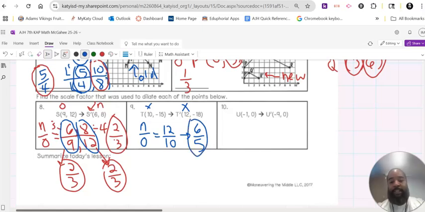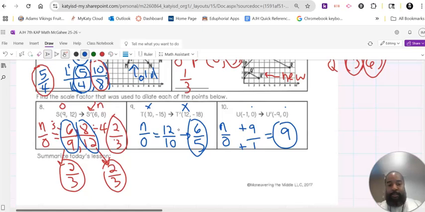If you wanted to verify, negative 18 over negative 15 would also reduce to 6 over 5. Okay, so now look at number 10. Same thing, new over original. What would happen if I were to do 0 over 0? Well, 0 over 0 will not give me a scale factor because you can't figure out anything with 0, but I can look at the x values here, which would be negative 9 over negative 1. Okay, negative 9 over negative 1 would reduce to a positive 9. Remember, negative divided by a negative is a positive. And that would be my scale factor there.